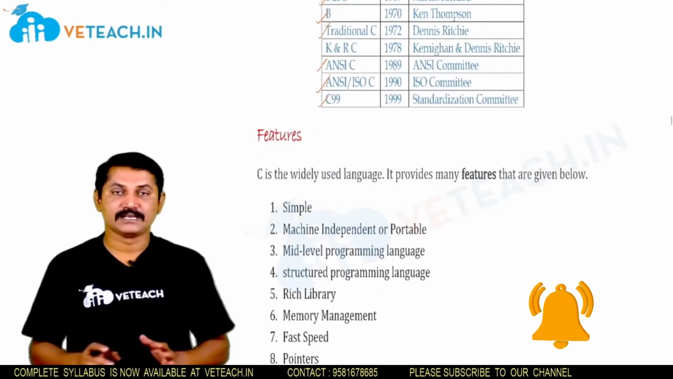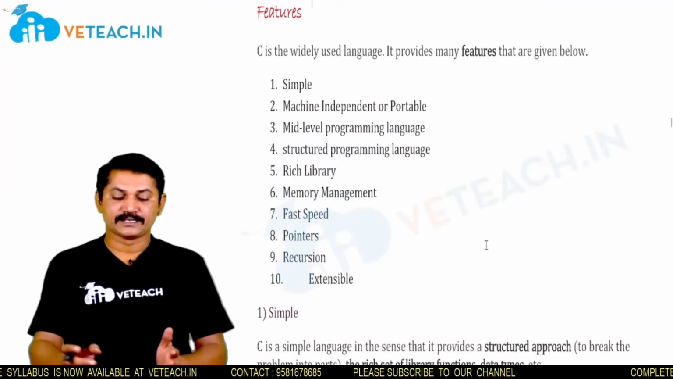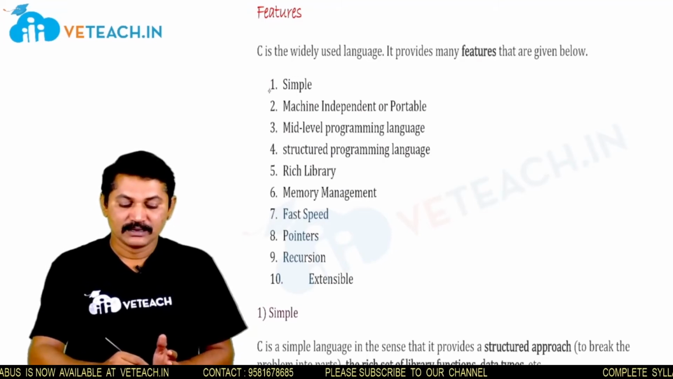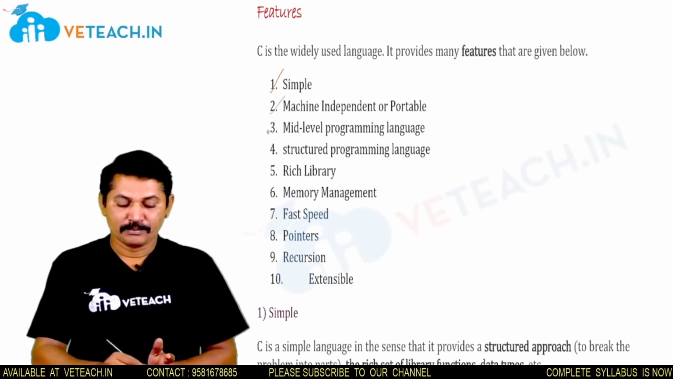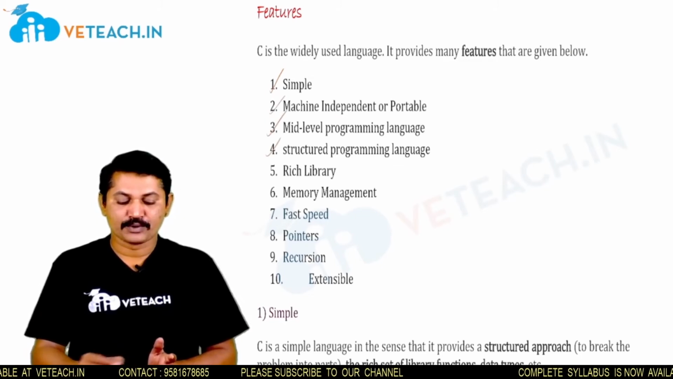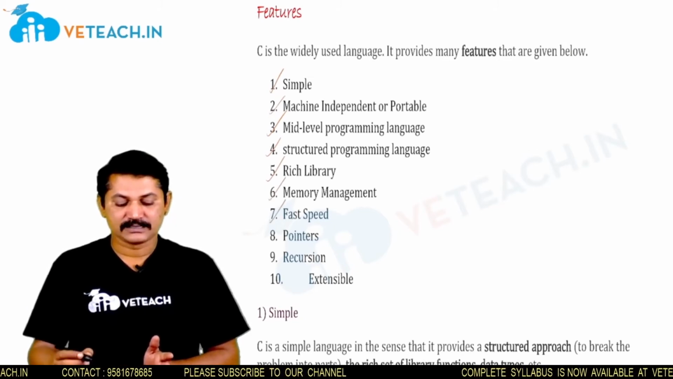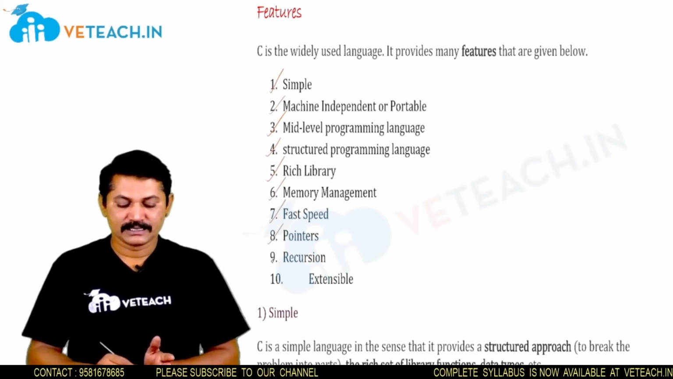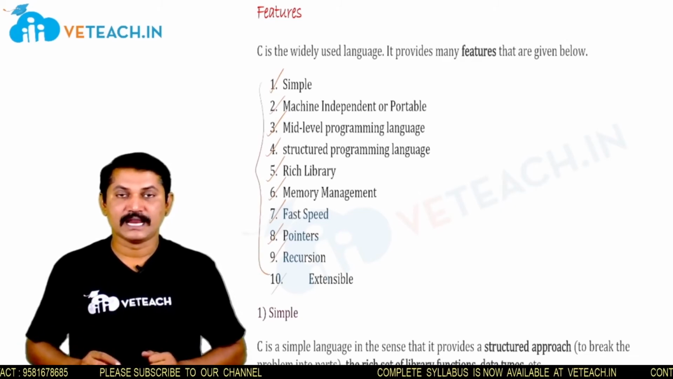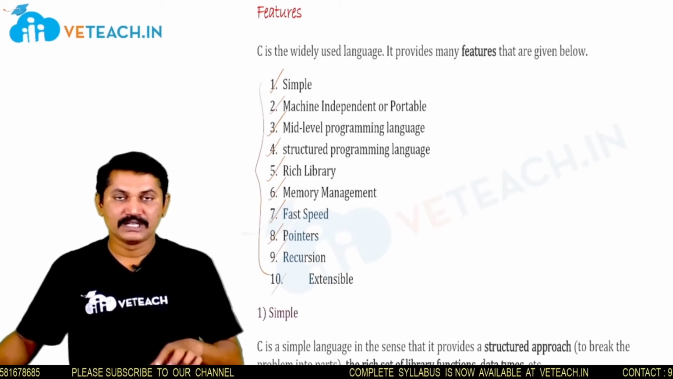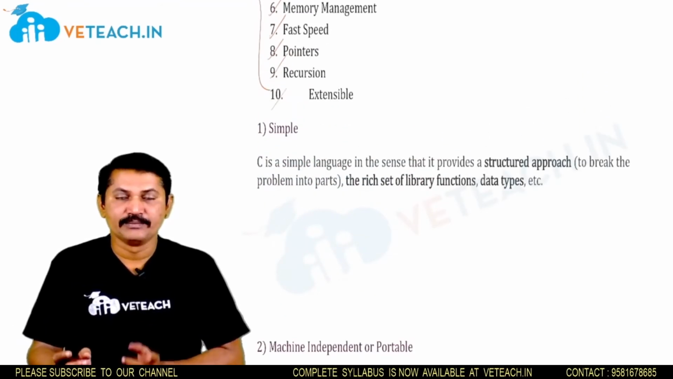What are the features of C language? Here, C language has many kinds of features, which are defined as: simple, machine independent, mid-level language, structured programming, rich library, memory management, fast speed, pointers, recursion, and extensible. These are the features of C language, and we are going to study what they are and why we can say that it is a simple language.